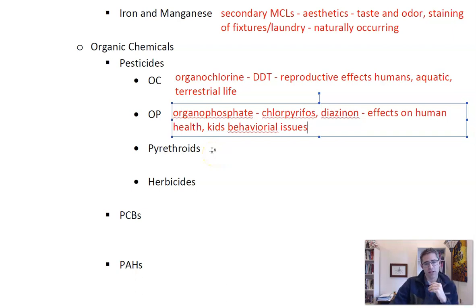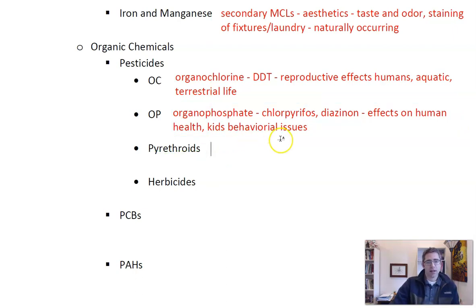So they've been mostly phased out, and the new class is pyrethroids. Pyrethroids are a synthetic version of something called pyrethrin.